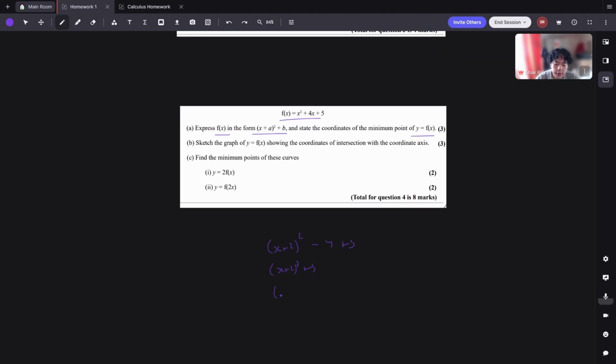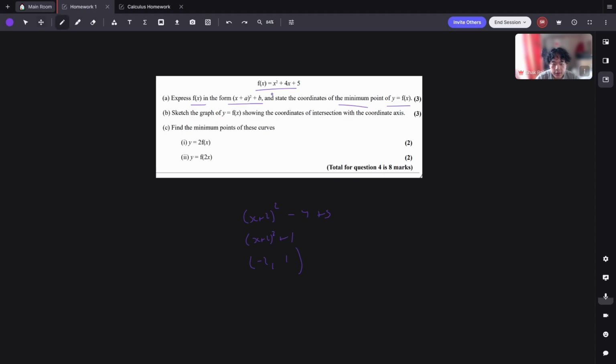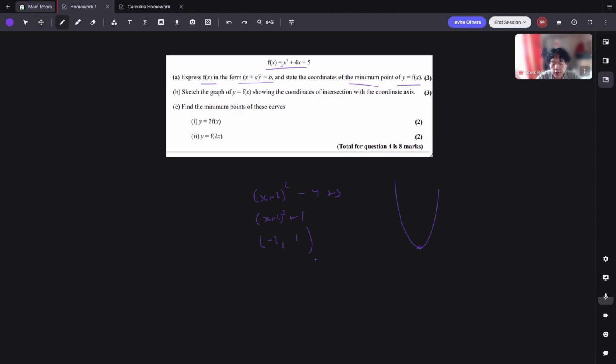So the turning point is going to be minus 2 and 1. So the minimum point of this is going to be at minus 2 and 1, and it's a minimum because the coefficient is positive. So it looks something like this, and that point is minus 2 and 1.